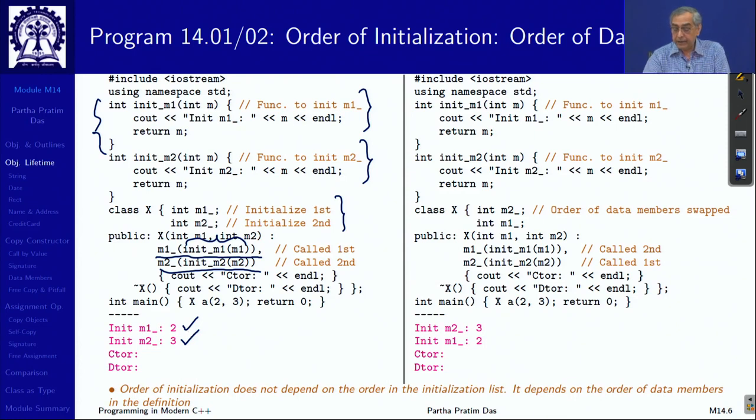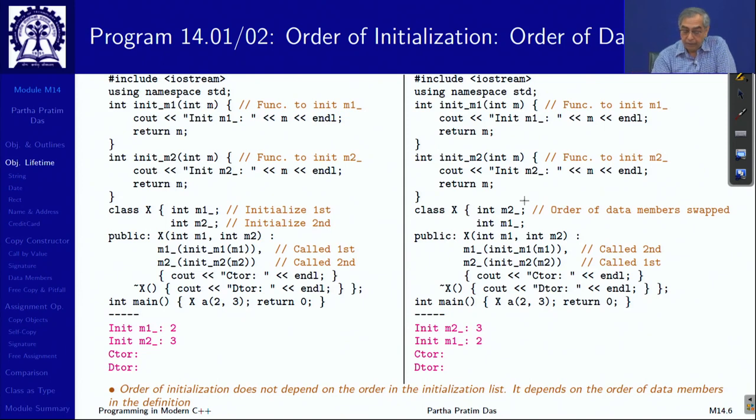Now, the question is: is the construction of M1 happening first because M1 is earlier than M2 in the list of data members in the class, or is it because in the initialization list it has been initialized first? To test that, let us change the order of the data member list in the class. I now list M2 first and M1 next, and I do not change their order in the initialization list.